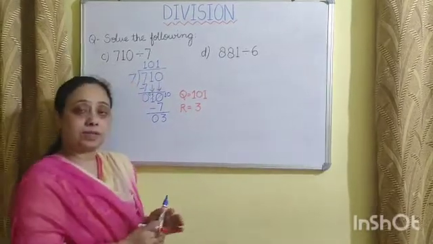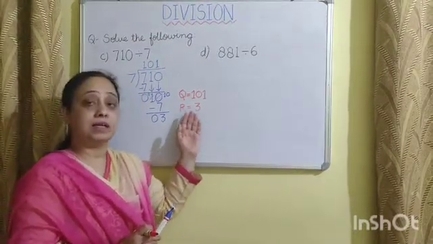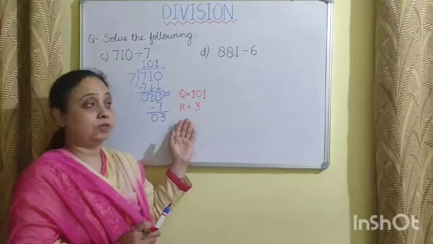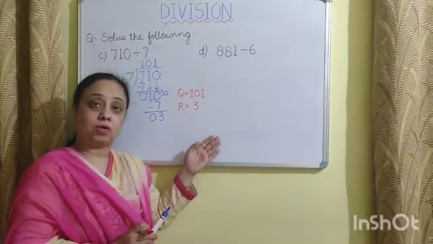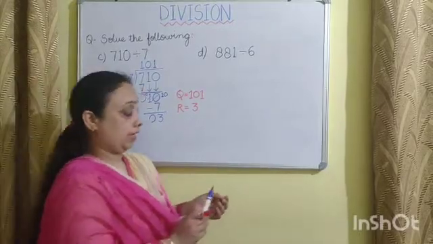Do you observe one thing, children? That we don't have the remainder 0 here. Our remainder is 3 over here. So, we don't have the remainder 0 only. We can have other digits also as our remainder.